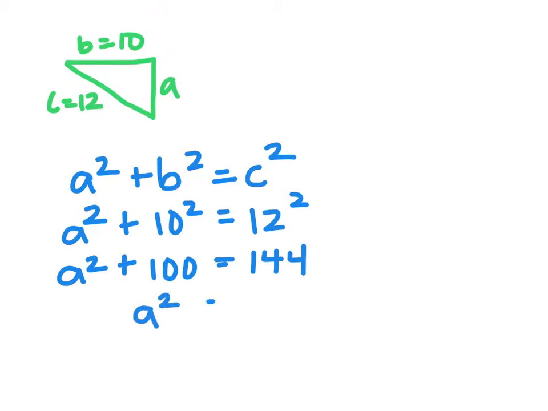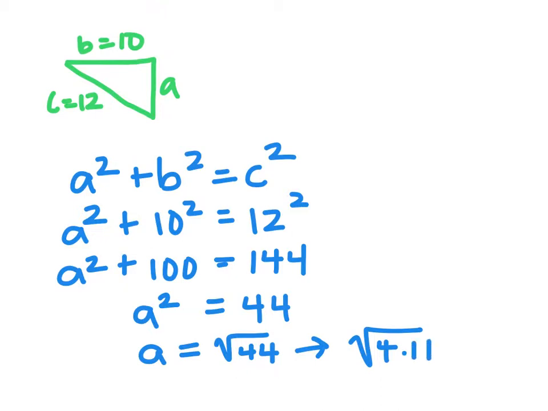Let's get A by itself by subtracting 100 from each side, giving us A squared equaling 44. Find the square root of each side, and A will equal the square root of 44, which we can simplify by finding the greatest perfect square, and that's going to be 4 times 11. So that's going to give us a final answer of 2 times the square root of 11. So the unknown length A is 2 times the square root of 11.